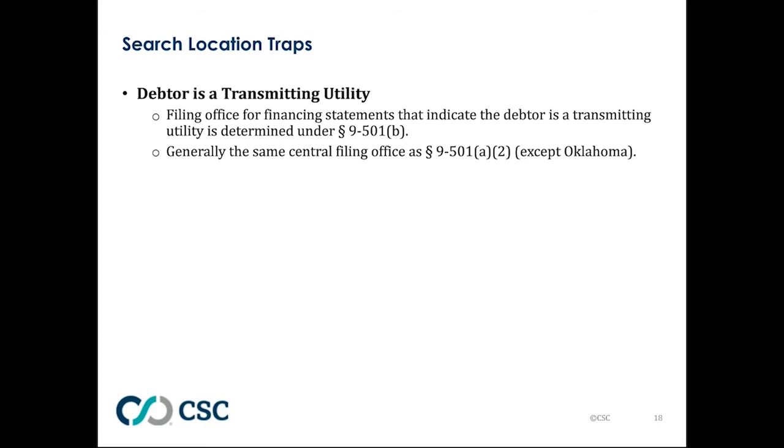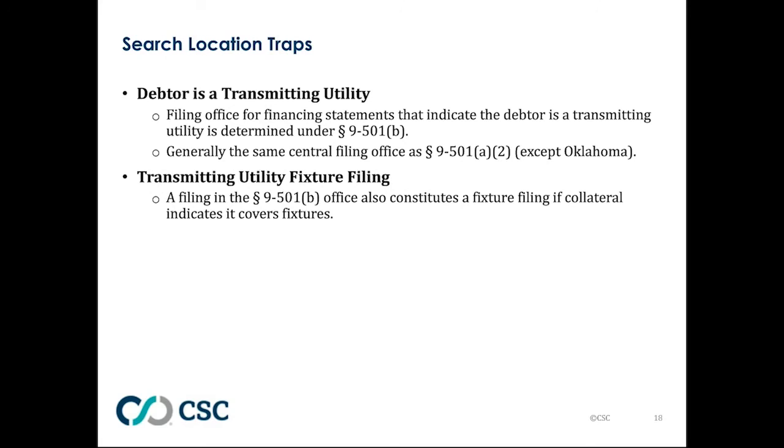Now, the trap with transmitting utilities when it comes to fixture filings is that Article 9 says that a record filed in the 9-501(b) office for transmitting utilities, if it indicates it covers fixtures, will also be a fixture filing. So it can be a fixture filing in addition to covering other collateral. The trap for the searcher is, again, governing law.